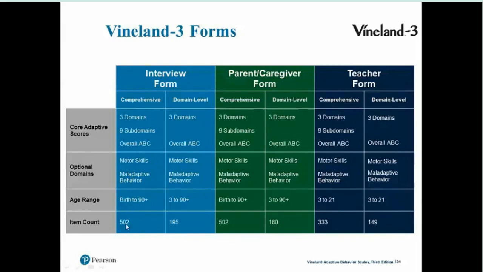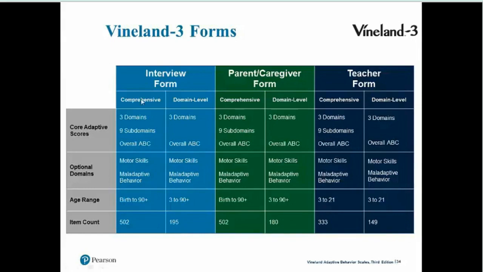There's 502 items. However, there is a developmental start point, a basal, and a ceiling rule, so you'll never be administering all 500 items. The domain level form for the parent is also an interview form, but it's shorter. You only get the 3 domain scores and the overall adaptive behavior composite score. You do not get the subdomain scores. You do get motor skills and maladaptive behavior, and it can be used with ages 3 up to 90. And there's 195 questions, but all questions are administered.